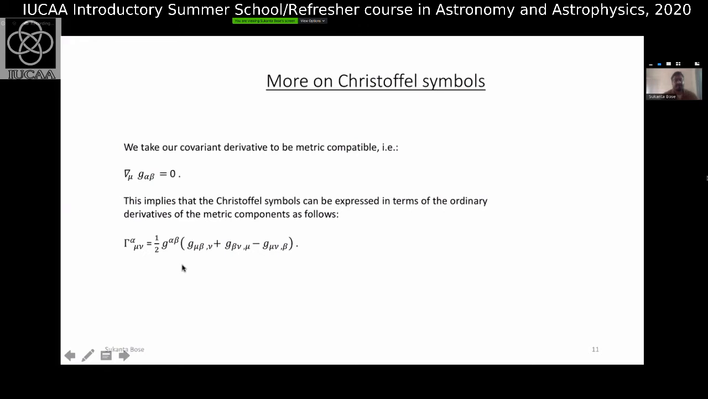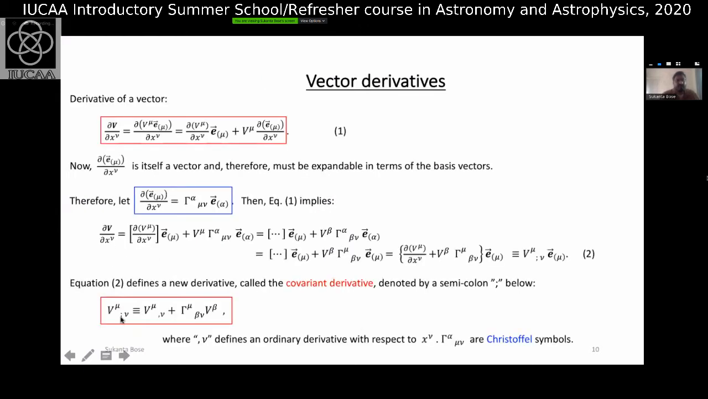So now we have a prescription. If you're given a space-time whose metric is provided to you, and remember, this is what happens in the flat space-time case, where you're given the Minkowski metric, then by taking the derivatives of the Minkowski metric components, you can get the Christoffel symbols. And once you know the Christoffel symbols, you can find the covariant derivative of any vector in flat space-time.